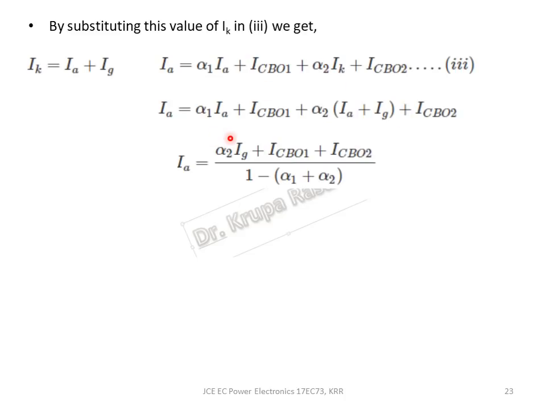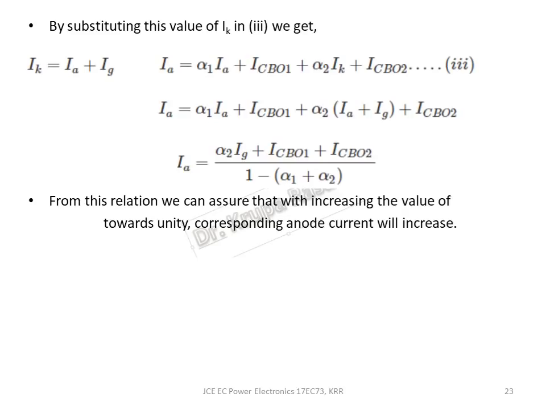So when you solve this equation, take Ia on the left hand side, you get the main equation of the two transistor analogy, and it gives you some conclusion. From this relation, we can assure that with increasing value of alpha 1 plus alpha 2, see what happens is, as I increase this value, alpha 1 and alpha 2 value is normally less than 1. As I go on increasing this, I may try to make it equal to 1. Maximum value it can have is 1. So as it goes to unity, what happens?